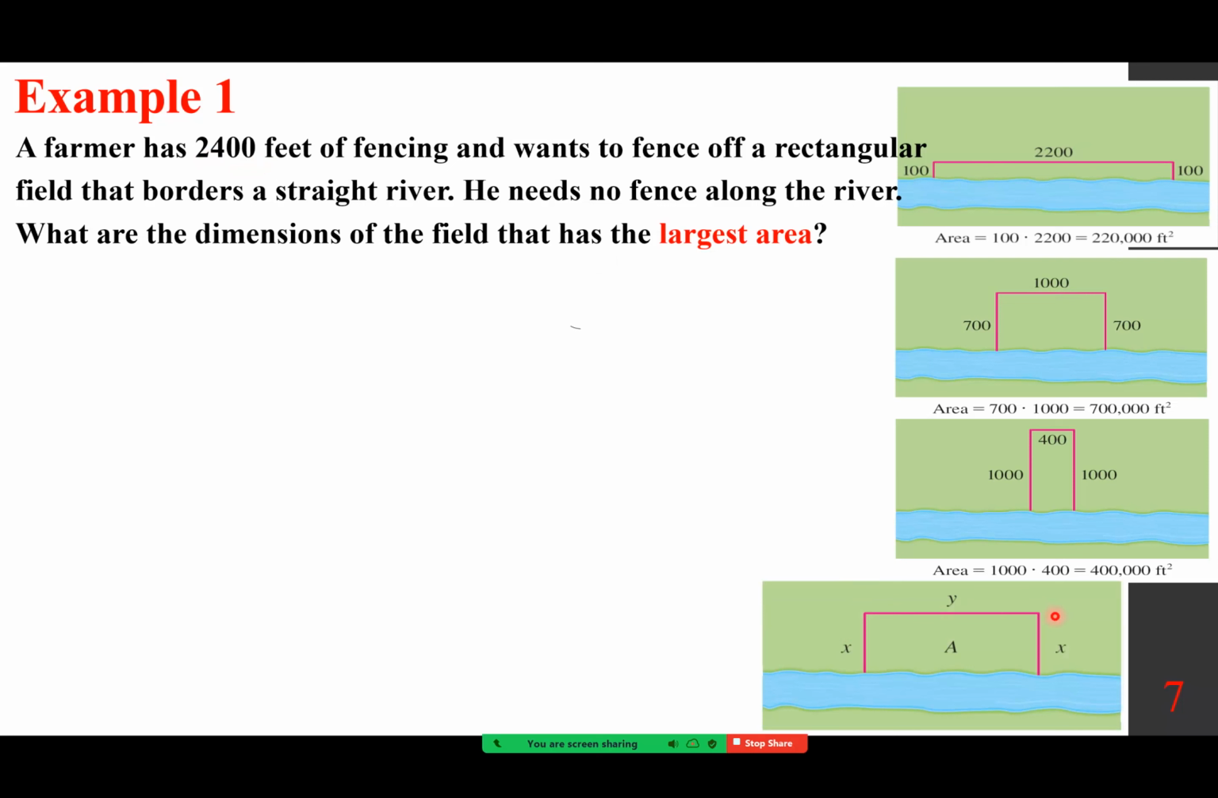So if this is x, this is x, this is y, then we want to maximize the area. So the objective is to maximize the area, which is x times y. But what is the constraint? We have 2,400 feet of fencing, so we have normally 2x plus 2y. This side doesn't need it, so just 2x plus 1y. 2x plus y equals 2,400 feet of fencing. That's called the constraint.